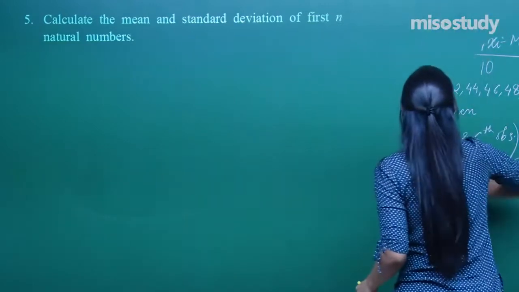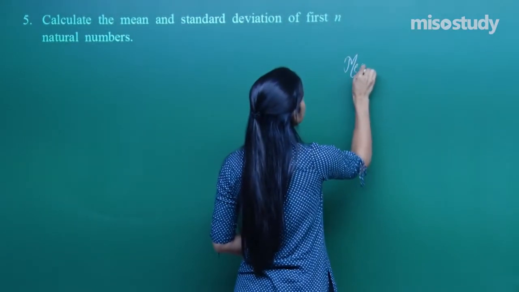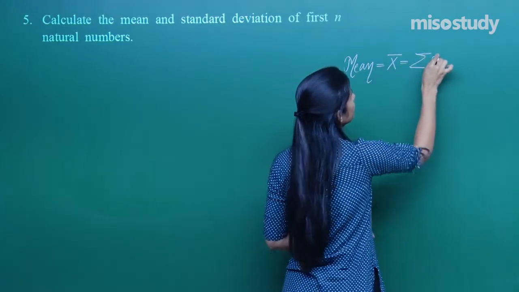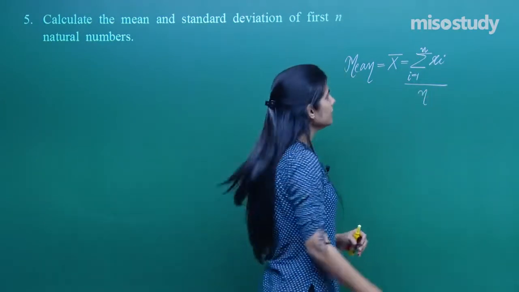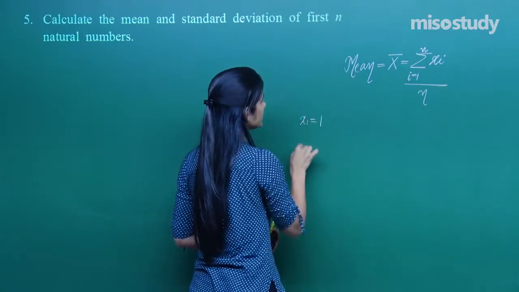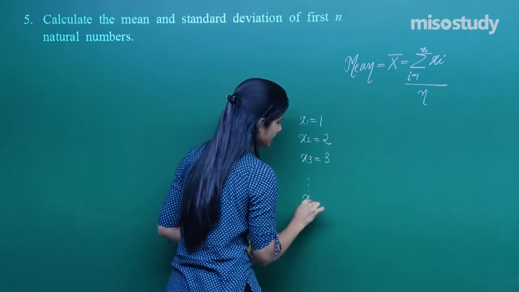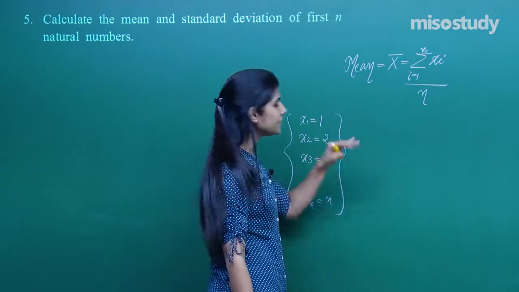That means first n natural numbers are given to me as n individual observations. I need to calculate their mean and standard deviation. When I am calculating the mean, x bar is given as summation xi, i running from 1 to n, whole upon n. Now x1 is 1, x2 is 2, x3 is 3, xn is n. These are my n individual observations, my ungrouped data whose mean I need to evaluate.